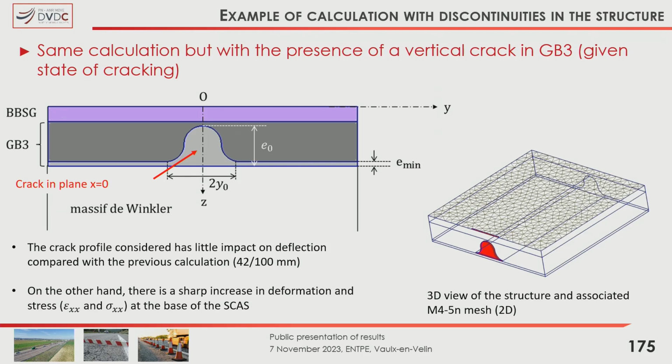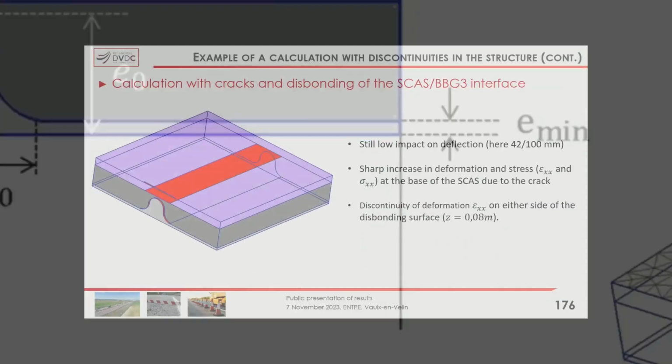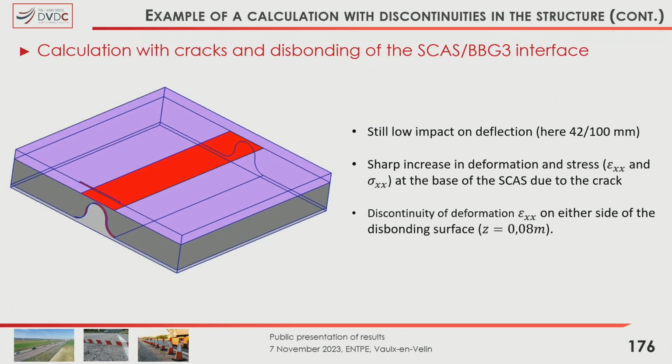So here you have a cross-section of our structure. And at the level of the GB3 here, all of the light gray area represents the presence of a crack. We then applied the standard twinning on the road pavement. And what we wanted to do, basically, was see the impact of the presence of a crack on the mechanical reaction of the structure. The first thing we were able to observe was that this kind of crack doesn't have much impact on the deflection of the road pavement. However, we saw a strong increase in the deformation due to the presence of this crack. This was at the base of the GB3. That was our first example.